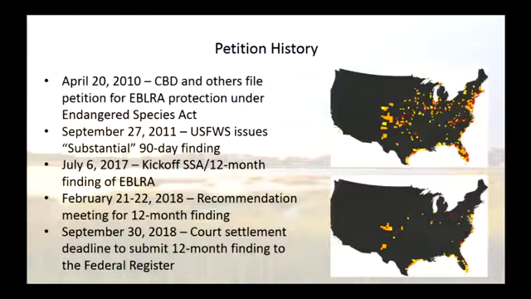So the service, much like with the tortoise, did this substantial finding, which is one of their jargony words. They did a short-term, like 90-day assessment back in 2011, and they found it was substantial, which basically means the petition is worth looking into more. And then they didn't do anything about it for several years. And in 2017, they decided to do a kickoff and start this species status assessment to do a 12-month finding on the eastern black rail.